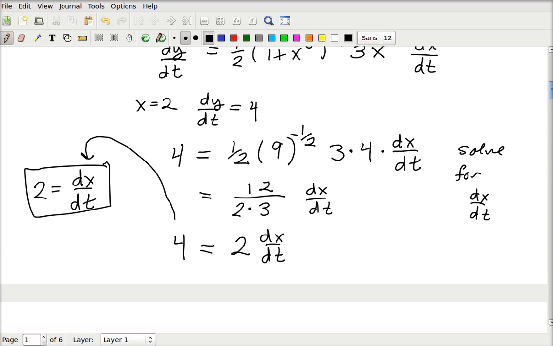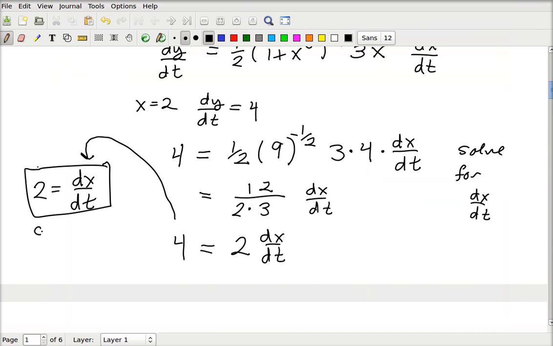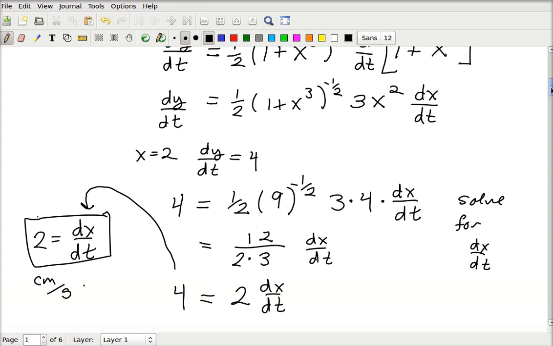What does it mean? If you go back to this picture, it means that under these assumptions, if the particle is moving along this line in such a way that when it approaches (2, 3), it's moving in the y direction at a rate of 4 centimeters per second, it's going to be moving in the x direction at 2 centimeters per second. The units here are centimeters per second. Alright, excellent. Nice job.